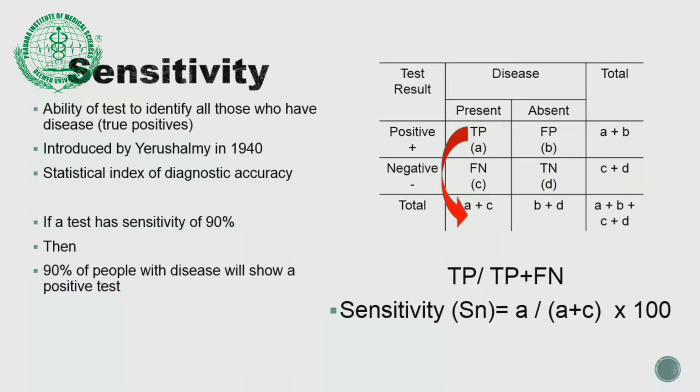Now how do we calculate the sensitivity? Sensitivity is calculated by the formula true positive upon true positive plus false negative, that is A upon A plus C. So on the 2 by 2 table we can make such an arrow and denote the sensitivity. The formula is A upon A plus C. Multiplier 100 is used to denote the value in percentage.